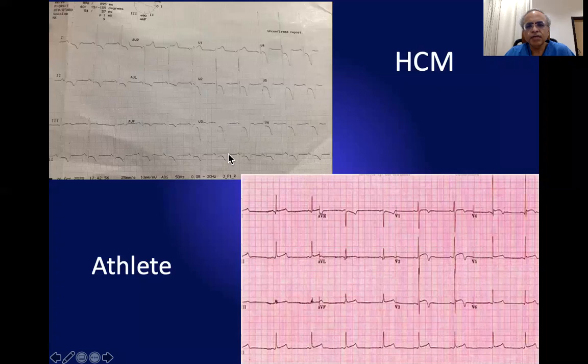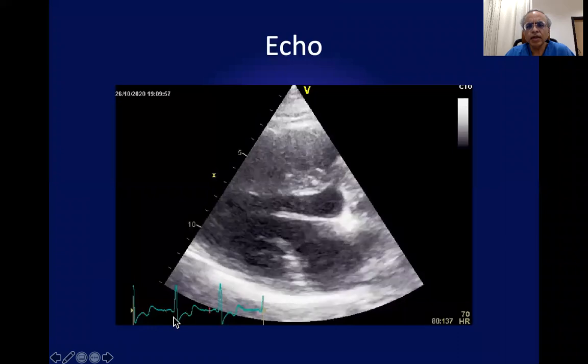Now, this is our patient's ECG and this is an athlete's ECG showing a J point elevation and ST elevation and a T inversion. Rather, this particular pattern of J point elevation and T inversion in V1 to V4 is benign and it is seen in many Afro-Caribbean athletes. So we'll look at the echo.